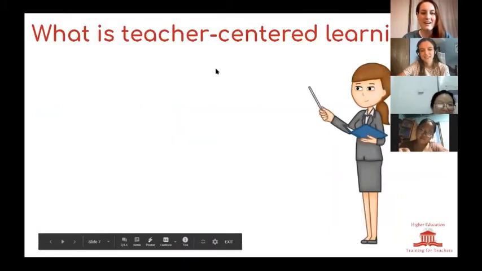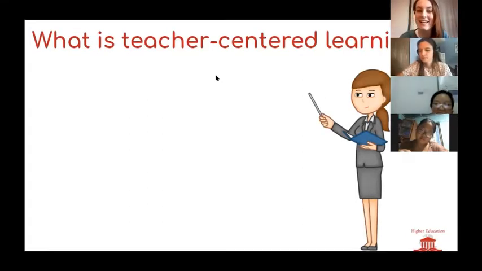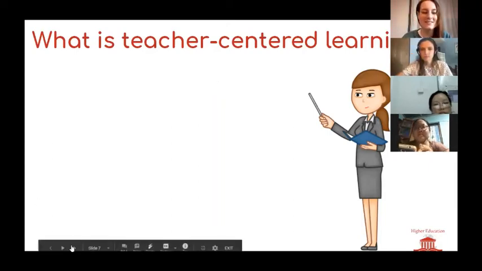Okay, let's look here. What is teacher-centered learning? Can anyone tell me what teacher-centered learning is? In teacher-centered learning, I think students are in passive type. Good. Yeah. Good. I think it's good to relate it to, because we talked last week about passive learning, and I think it's really good to relate teacher-centered learning to passive learning. I think that's good.